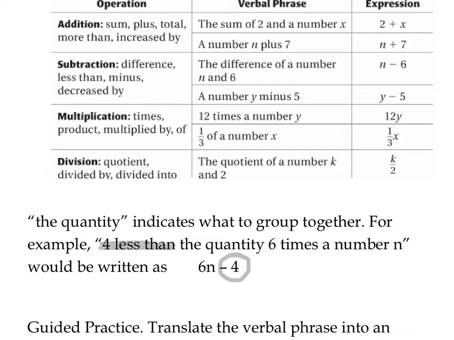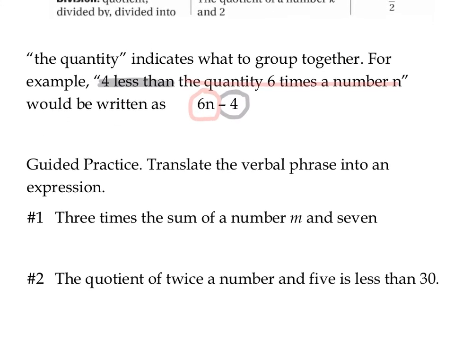What do we want to take it away from? The quantity 6 times the number n. We're taking away from that whole quantity. When we multiply that, then we're going to subtract the 4. So the quantity 6 times the number n, 6n, we can just write together. That indicates we're multiplying the 6 and the n. There's a couple other examples.